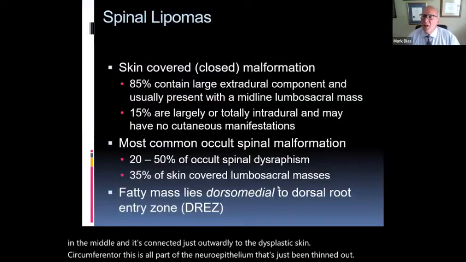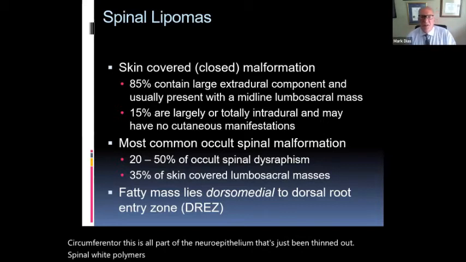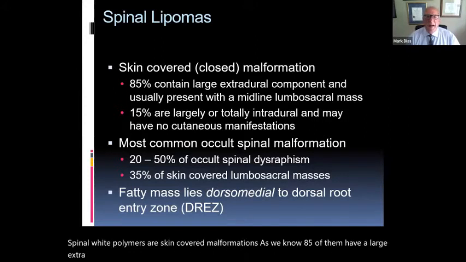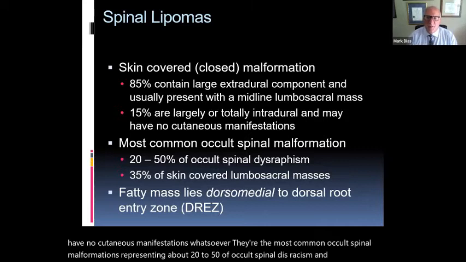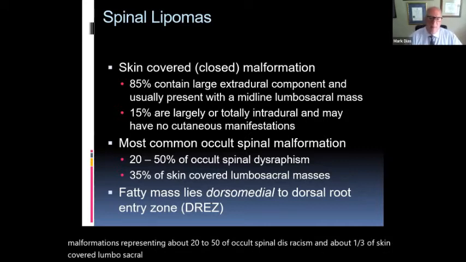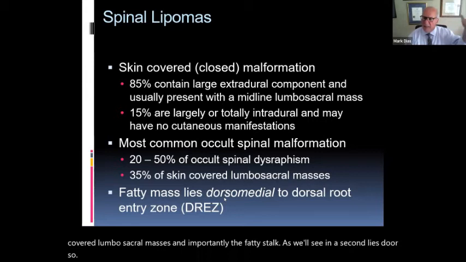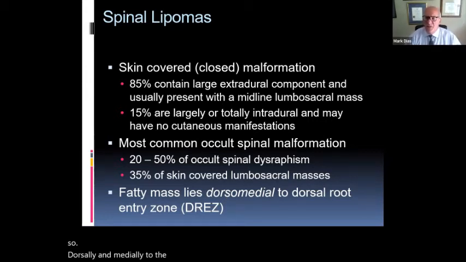Spinal lipomas are skin-covered malformations, as we know. 85% of them have a large extradural component, are visible on the back, but 15% may be totally intradural and may have no cutaneous manifestations whatsoever. They're the most common occult spinal malformations, representing about 20 to 50% of occult spinal dysraphism and about a third of skin-covered lumbosacral masses. And importantly, the fatty stalk, as we'll see in a second, lies dorsally and medially to the dorsal root entry zone, or the DREZ.